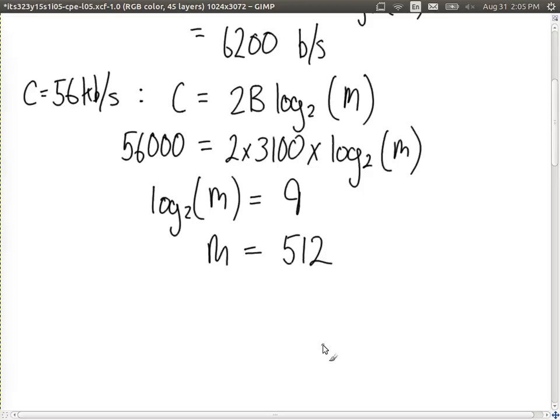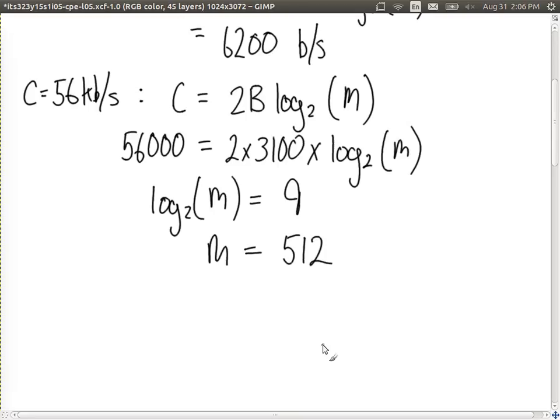How can we increase further? Okay, so what happened is that with the dial-up modems, we're getting 56 kilobits per second. It turns out to increase that using the same bandwidth is very hard because let's move up. Here we have 9 bits per level, or 512 levels. So the next one up would be 10 bits per level.